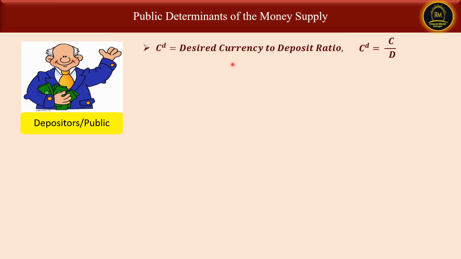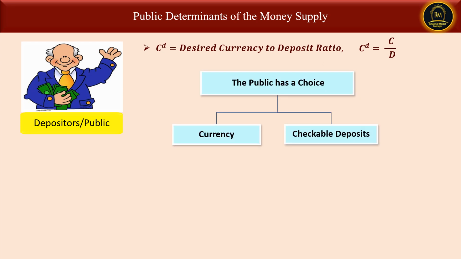So we can say that the desired currency to deposit ratio therefore depends upon the choice of the public. If the public has more choice of keeping currency in hand, that is going to reduce the money supply in the economy. But if they have a choice of keeping more checkable deposits, that is going to increase the money supply in the economy.